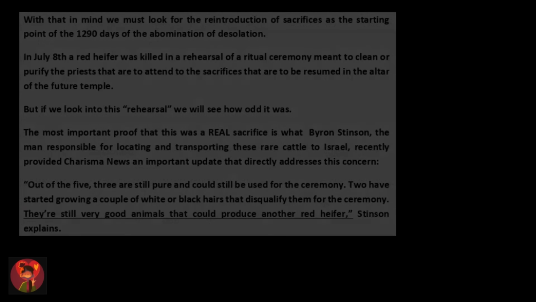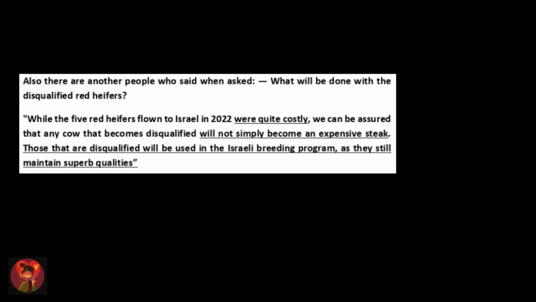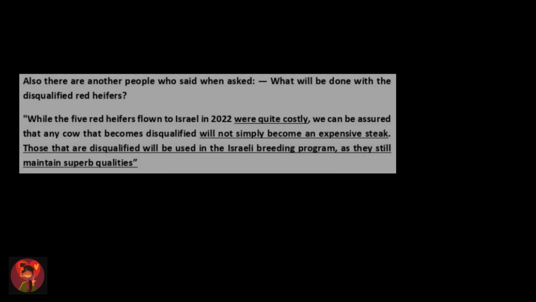Stinson explains. Also, there are other people who said, when asked what will be done with the disqualified red heifers: while the 5 red heifers flown to Israel in 2022 were quite costly, we can be assured that any cow that becomes disqualified will not simply become an expensive steak. Those that are disqualified will be used in the Israeli breeding program, as they still maintain superb qualities.